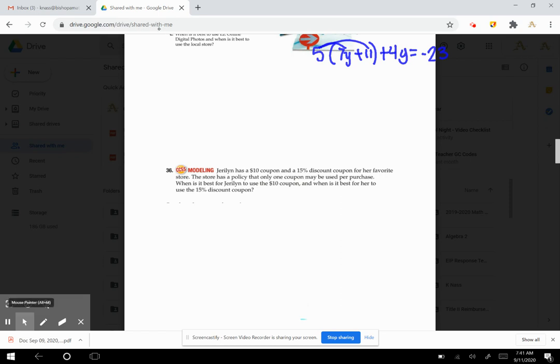Okay, so you have to write two equations here. Remember, the $10 coupon, you would subtract from however much you spent. And then the 15% one, you would multiply, right? So let's do the $10 coupon. y equals however much she spent minus $10. That would be your coupon one, right? Okay, so that's how much she would pay.